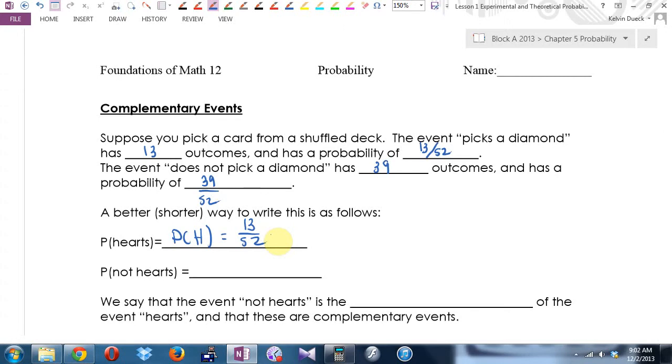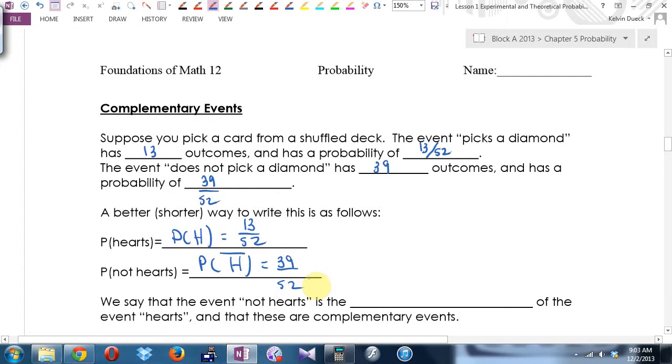And we have a great abbreviation in probability for the word not, for the word opposite. It's this. You put a bar above it. If you draw a horizontal line, from now on we're going to read that as not hearts, or not diamonds, or not a 5. And that was 39 out of 52.